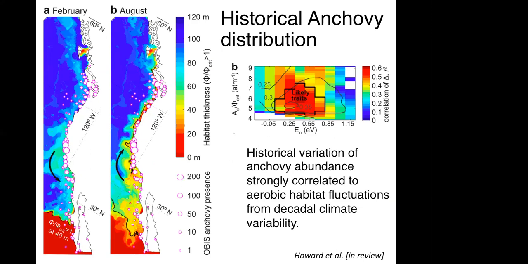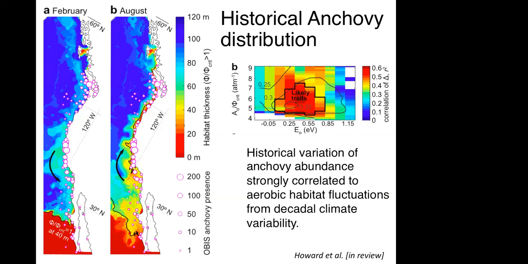So here you're looking at the distribution of anchovy on the left in two seasons. And the color field in the background is the fraction of their typical depth range that would be habitable given a particular combination of traits for the metabolic index. Of course, we don't have measurements for those traits, but it turns out that within the range of globally observed traits, we can narrow that range quite substantially by using the anchovy's current range to infer the most likely trait combinations, and that's shown in the upper right, where the thin gray lines show you the likelihood of a given set of metabolic index parameters and their ability to explain the distribution of the adult anchovy.